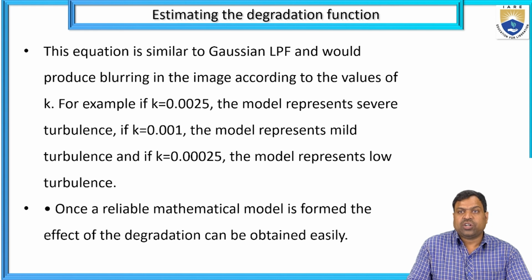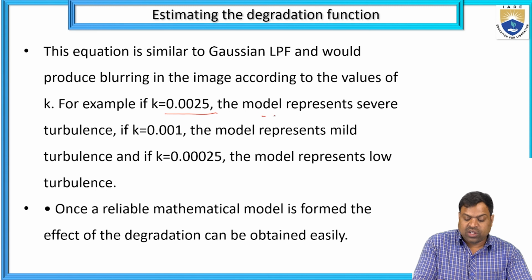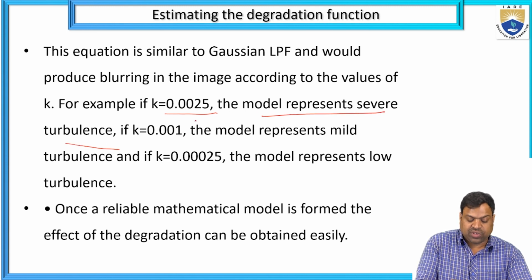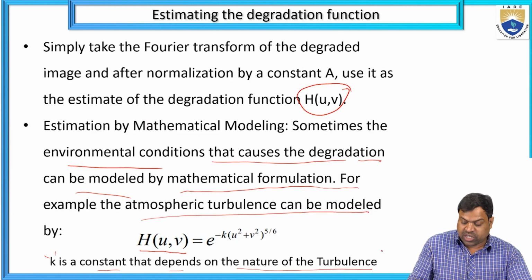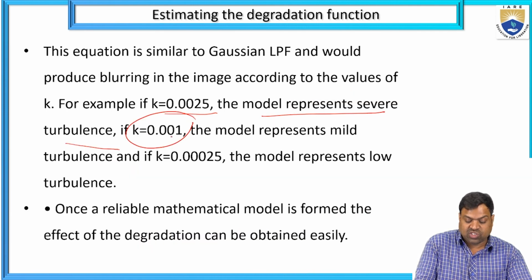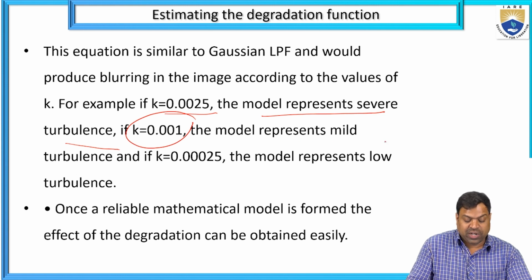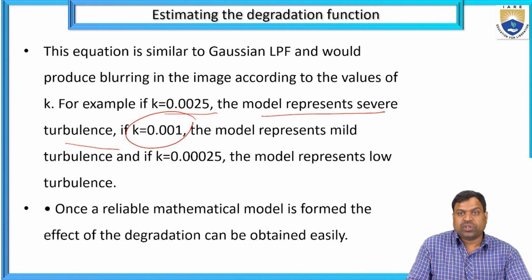This equation is similar to the Gaussian low pass filter and would reproduce blurring of the image according to the value of k. For example, if k equals 0.0025, the model represents severe turbulence. If k equals 0.001, the model represents mild turbulence, and if k equals 0.00025, the model represents low turbulence. So depending on your k value, the model of the turbulence will change. So it is similar to the Gaussian low pass filter.